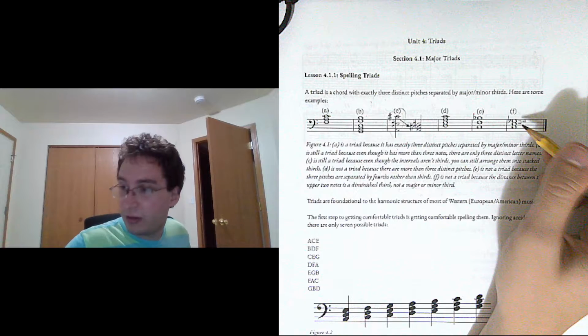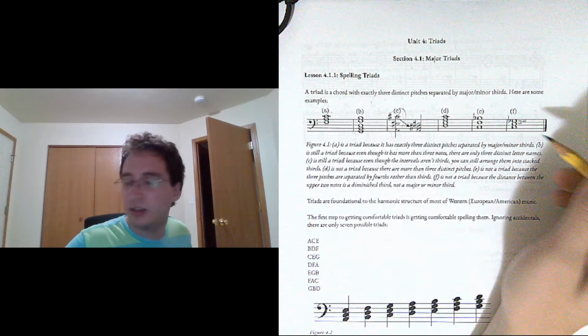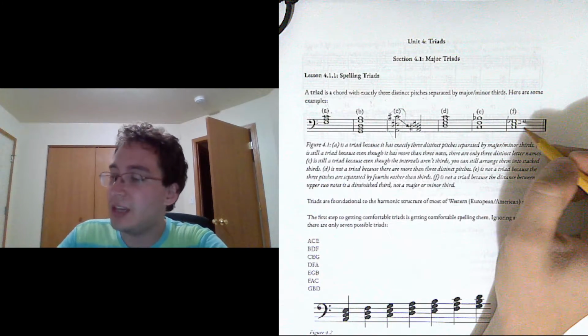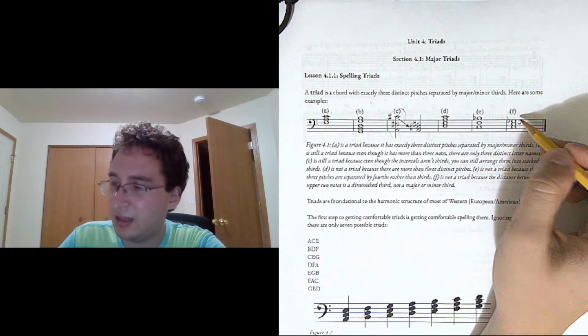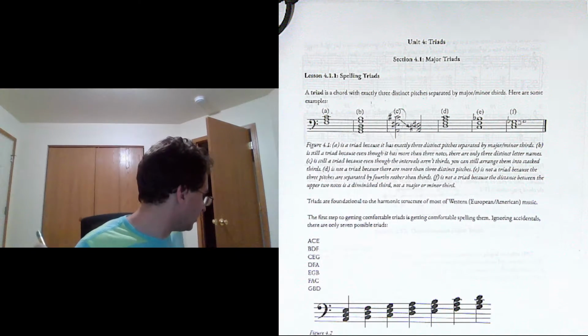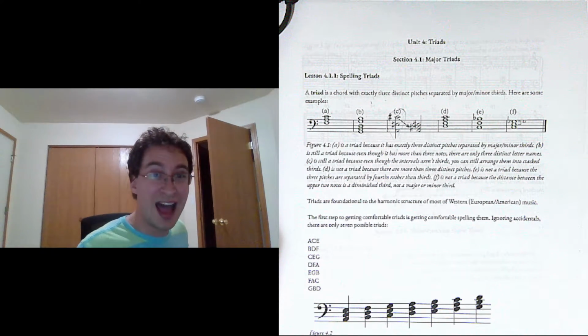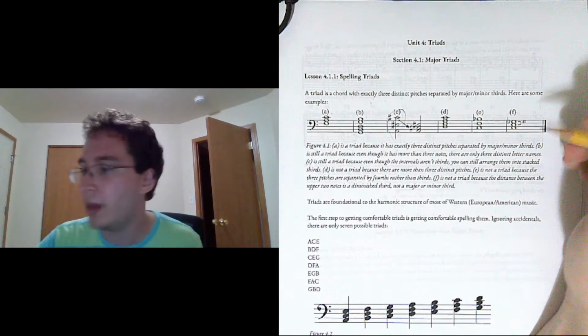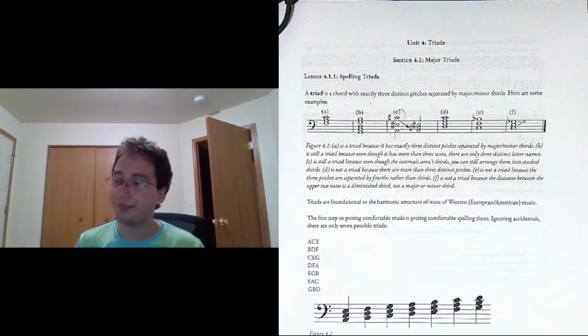And then E, well, that really looks like a triad, but it sounds pretty funky. The issue here is that E to G flat is not a major or minor third. It's actually just a diminished third. So that does not count as a triad.